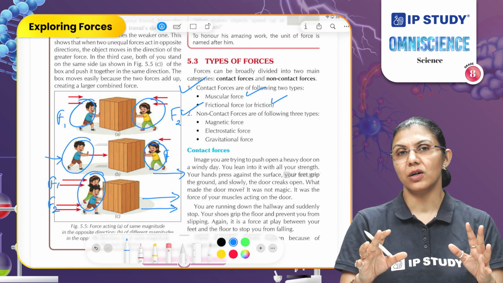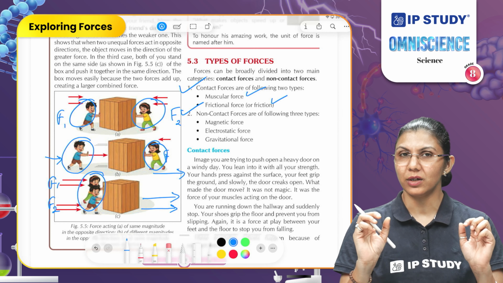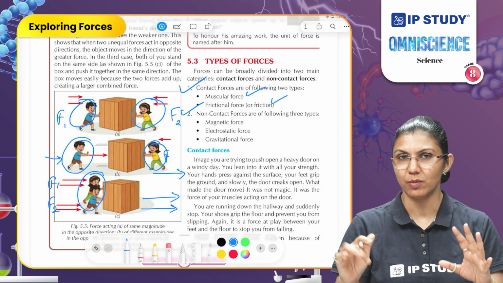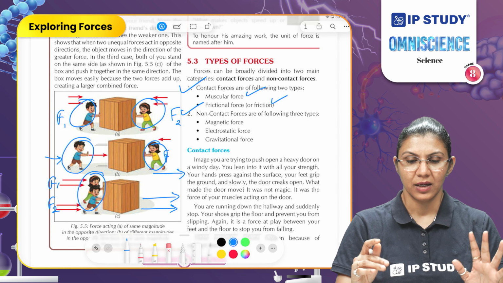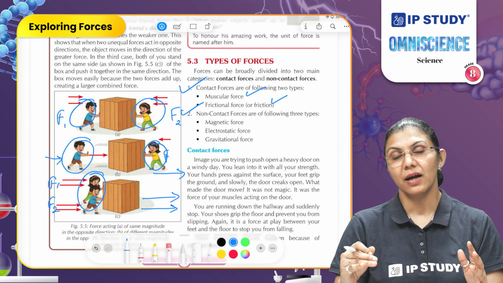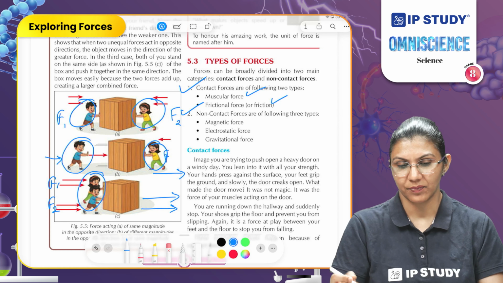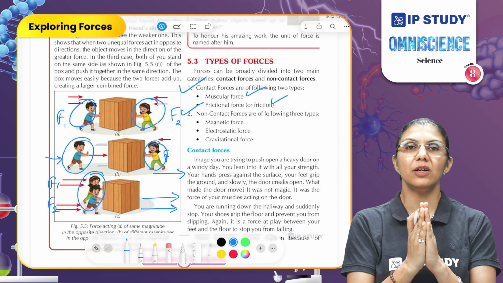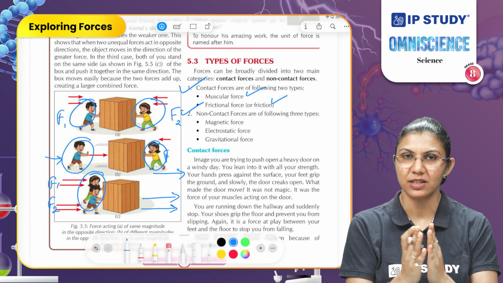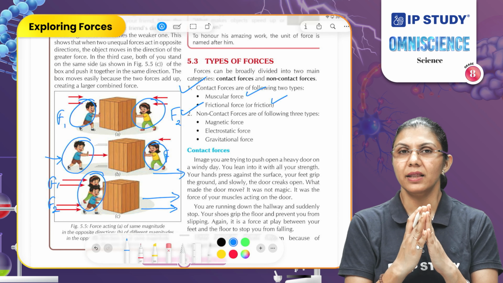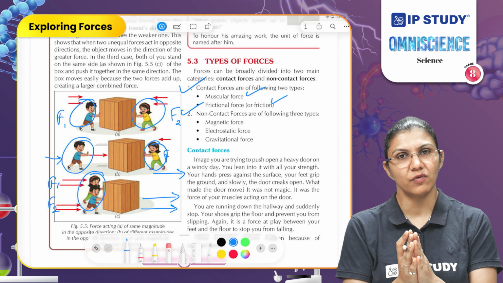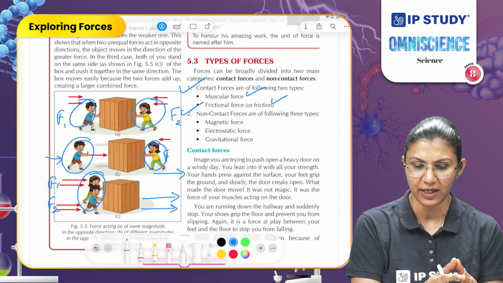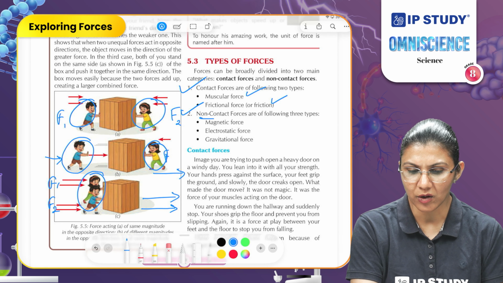To drag the box or to push the box, you need to touch the box first, meaning you are making direct contact with the box. Your muscles are in direct contact with the box. That's why we call muscular force a contact force. During frictional force, two surfaces must be in contact with each other, whether the surface is rough or smooth. In that case only the frictional force will be generated, and we can say the frictional force is also a contact force. What about the non-contact forces?